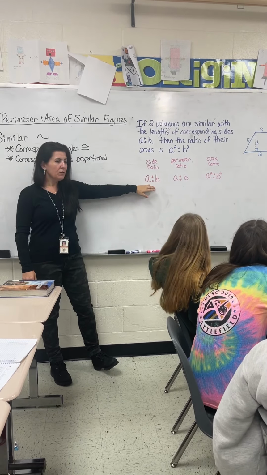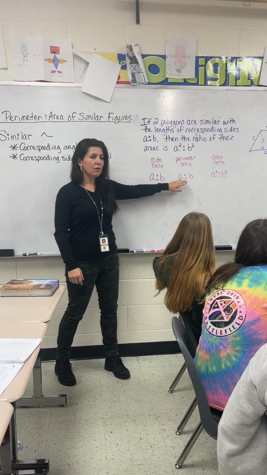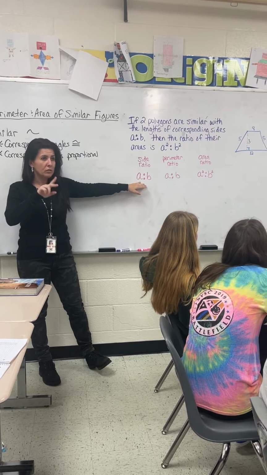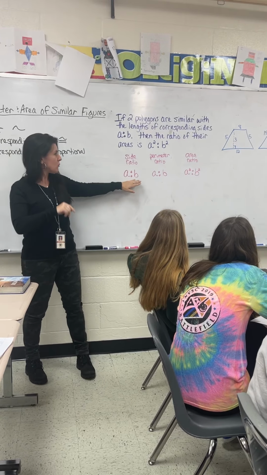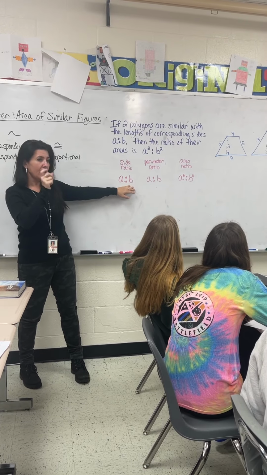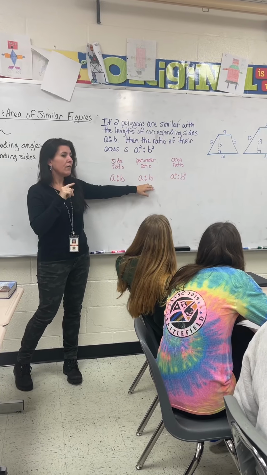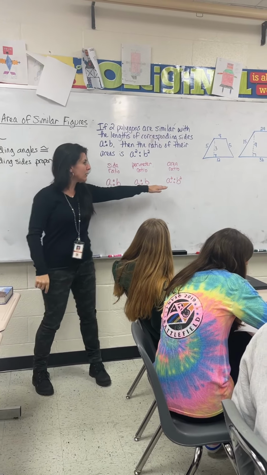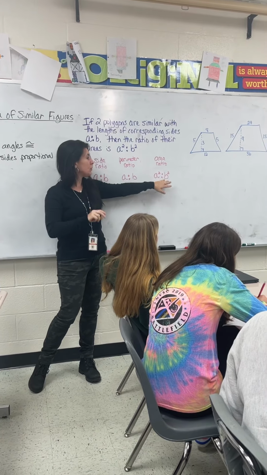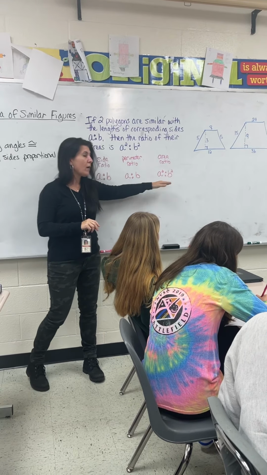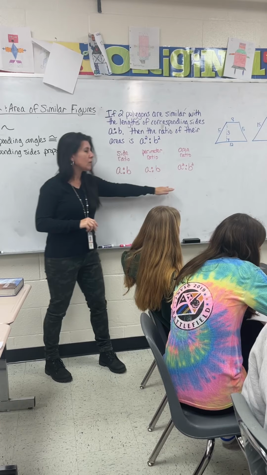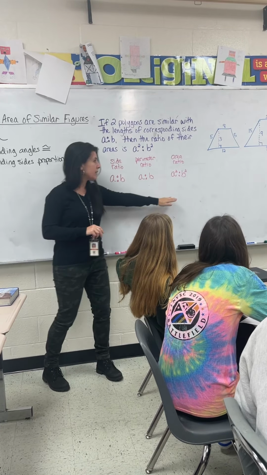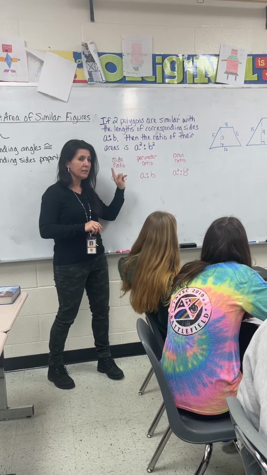Side length ratio and perimeter ratio are the same. That should make common sense because they're both the same dimension. I should say 1 dimension. Side ratio is A to B, like a side length. Perimeter ratio is A to B, because perimeter is the length around the outside of a figure. Area ratio is 2 dimensions, which means it's A squared to B squared. So if I'm given one of these ratios, I can work backwards to figure out the area ratio using this idea.